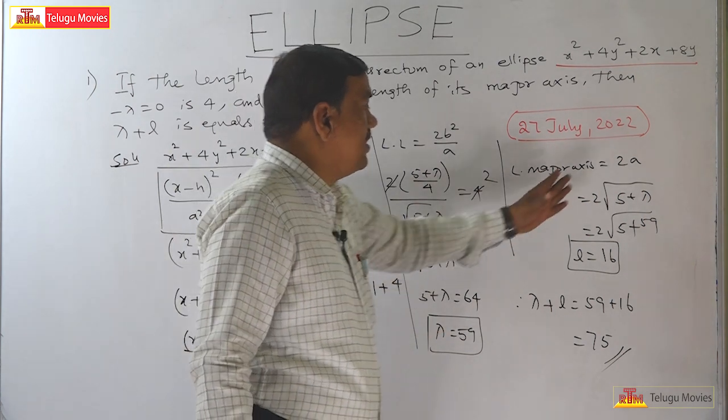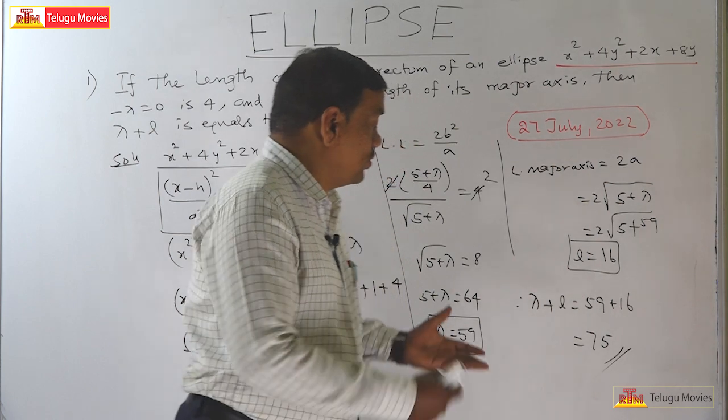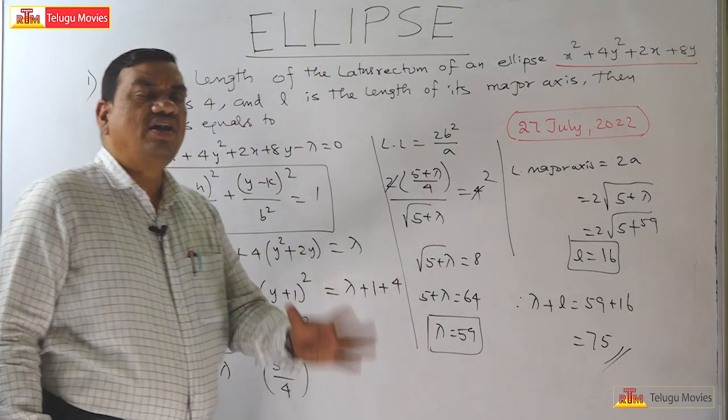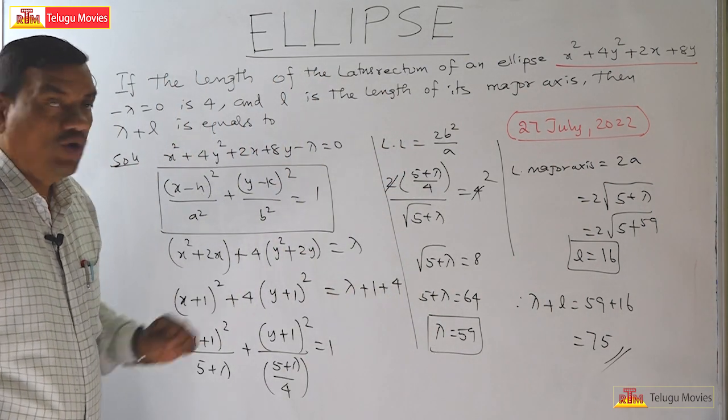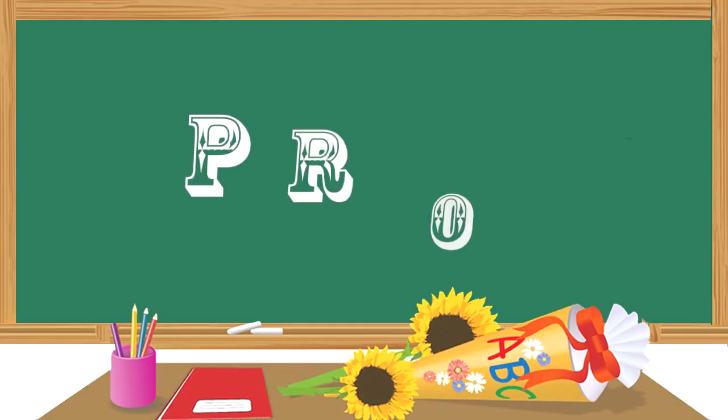After getting the lambda value, I substituted it in the length of the major axis and got the L value. So lambda plus L is equal to 75. Very, very easy problem this is. I hope that you understand this solution. Let us go for the next problem.